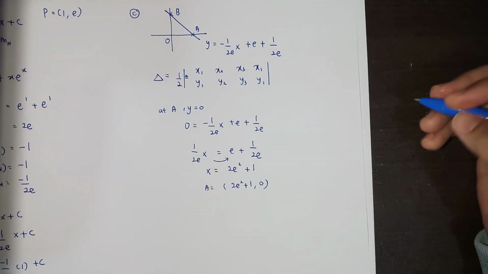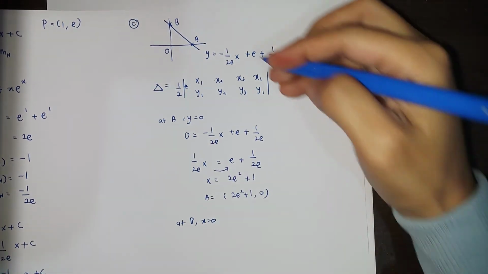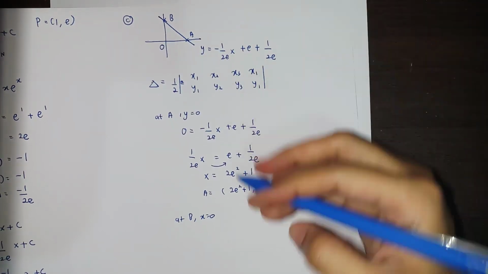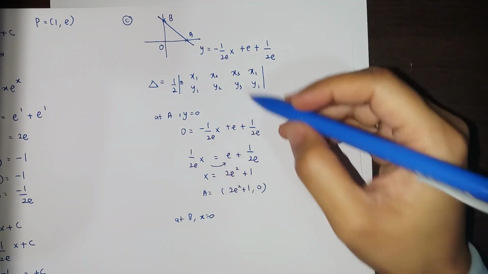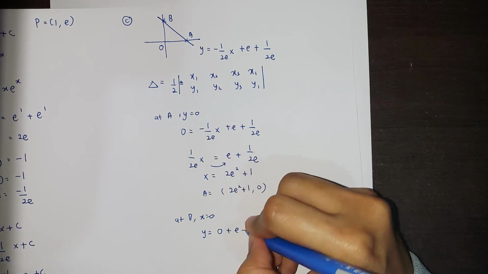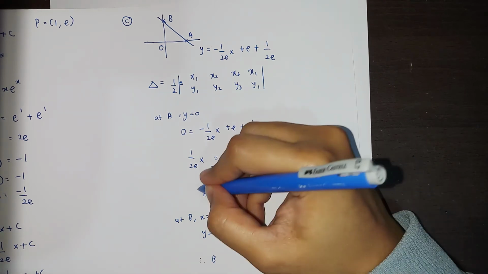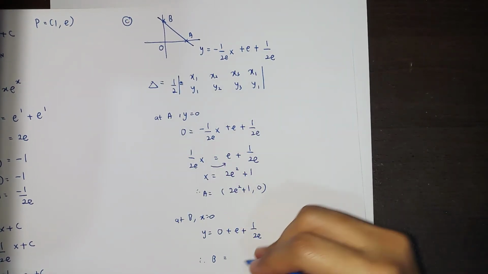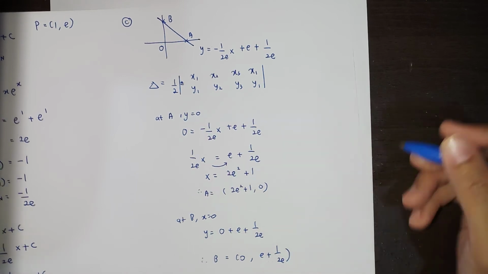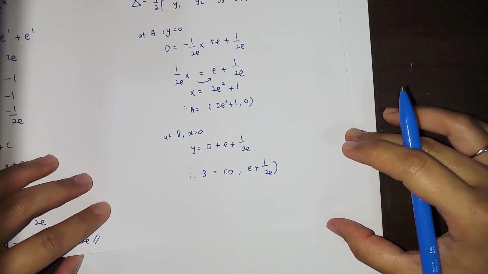Now at B, your x equals 0 because B crosses the y-axis. So you substitute 0 into your equation. Your y equals 0 plus e plus 1 over 2e. Therefore, this is your A, and B is 0 comma e plus 1 over 2e. Now you key in everything into the formula.